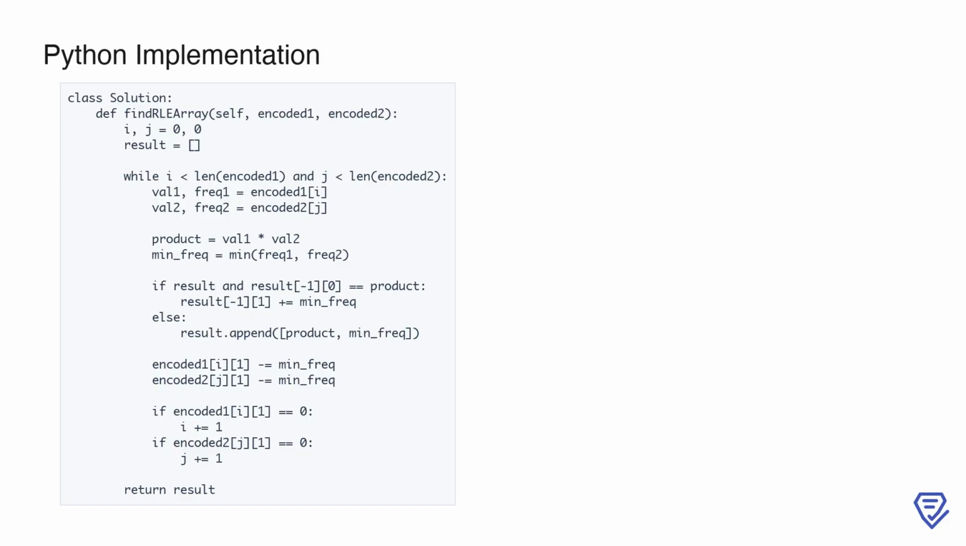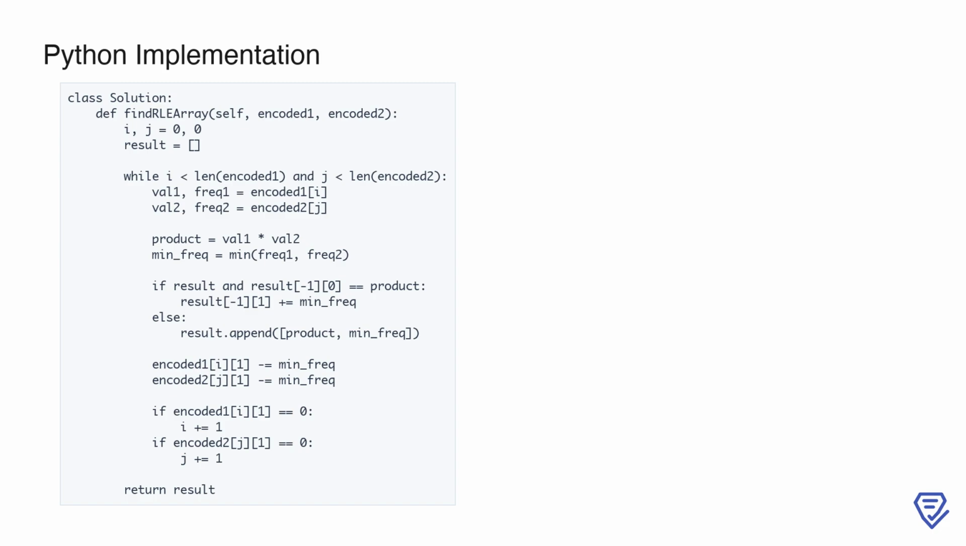The product of the two values is computed, and the minimum frequency between the two is determined. This ensures that we handle only the overlapping segments of the current run lengths. If the last entry in result has the same value as the computed product, we merge the frequencies by adding the minimum frequency to the last entry. Otherwise, we append a new entry, [product, min_frequency], to result.